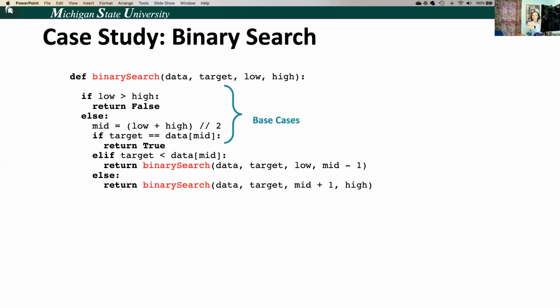If I keep searching and I don't find what I'm looking for, the indexes will crisscross. Low will exceed high, therefore I will stop. So the parentheses I put around that section is what is going to cause my algorithm to stop. So that is considered to be my base case, where the algorithm stops calling itself. My recursive case is where I'm making the recursive call.